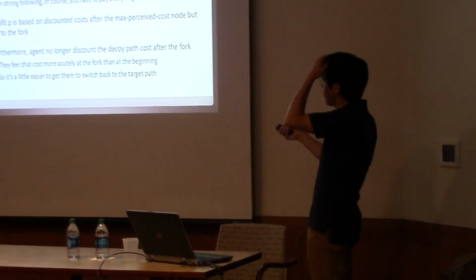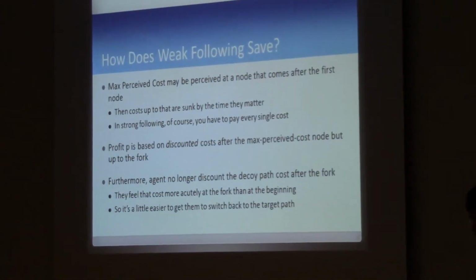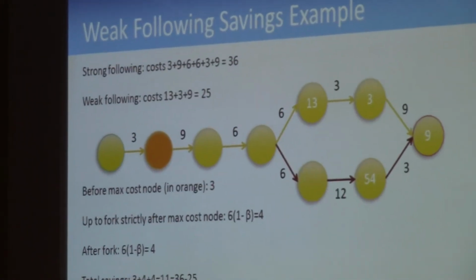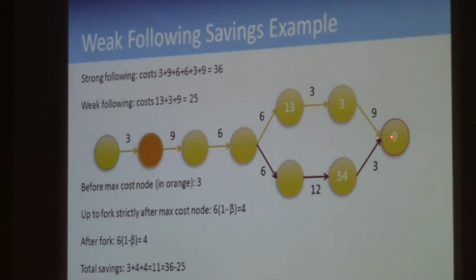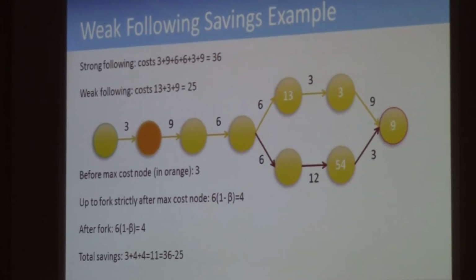Okay, how does weak following save? There are three components that I will go back and illustrate in my example right after this, but here's what they are. First of all, I'm going to go over here right now. This is the node where the agent perceived the cost as being highest to the goal. This is not the first node. But here's the thing. You all know in economics that some costs don't matter. So this cost doesn't actually matter anymore.